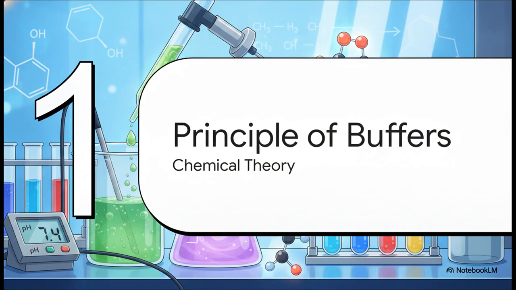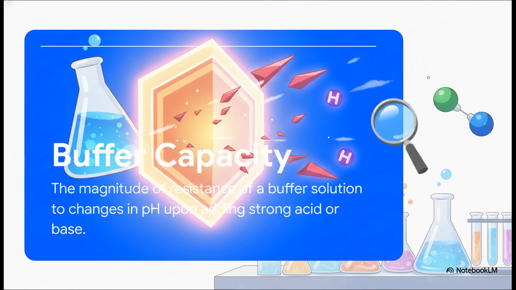Section 1, the principle of buffers, chemical theory. So to start us off, what exactly is a buffer? Well, you can think of a buffer solution as a chemical shield, usually made up of a weak acid and its conjugate base, or a weak base and its conjugate acid. It actively works to neutralize added hydrogen ions or hydroxide ions, and that minimizes changes in pH. So when we talk about buffer capacity, we're talking about the magnitude of that resistance. Basically, how strong is that shield when we attack it with small amounts of a strong acid or base?